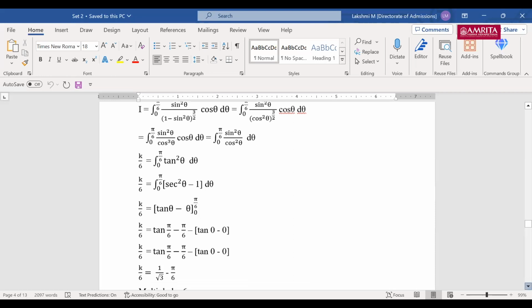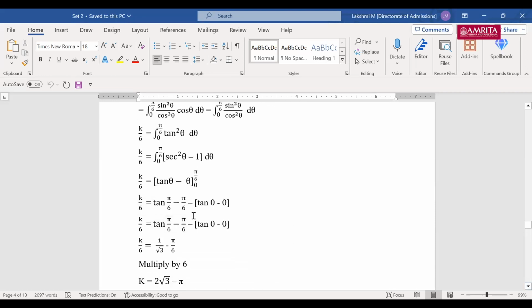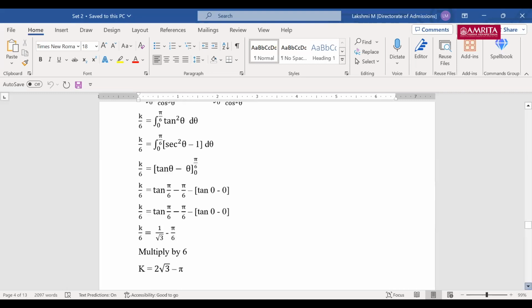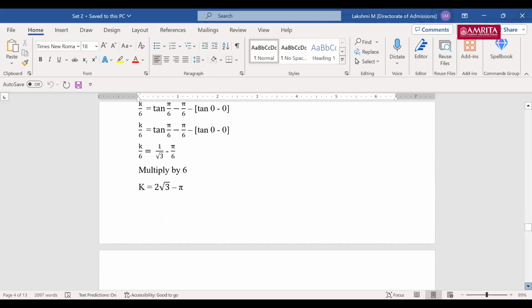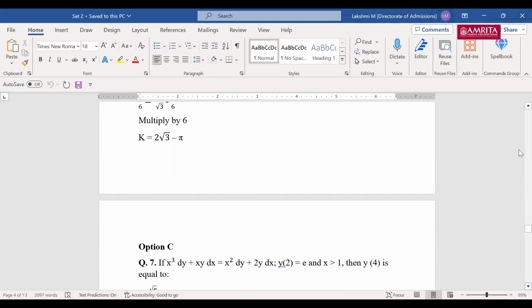We know this is given as equal to k by 6. So k by 6 is equal to tan pi by 6 minus pi by 6. Tan pi by 6 is 1 by root 3, and this is pi by 6. To remove the 6 and get k, multiply by 6. You'll have 6 by root 3, which is 2 root 3, and 6 pi by 6, which is pi. So you got the value of k as 2 root 3 minus pi. And I know everyone's answer is correct here. Yes, it's 2 root 3 minus pi.